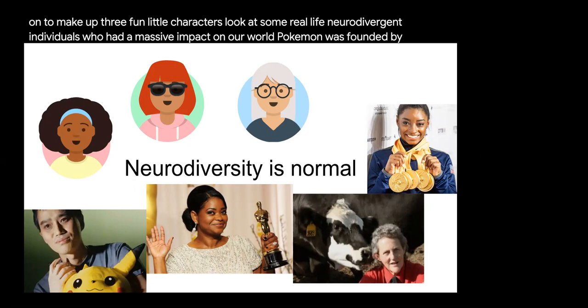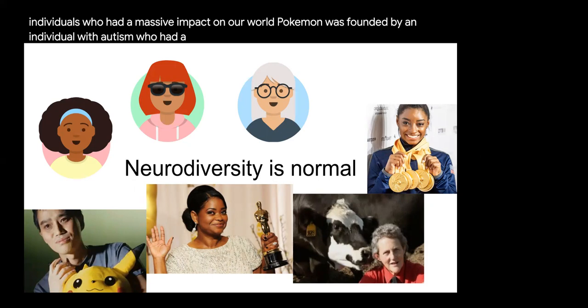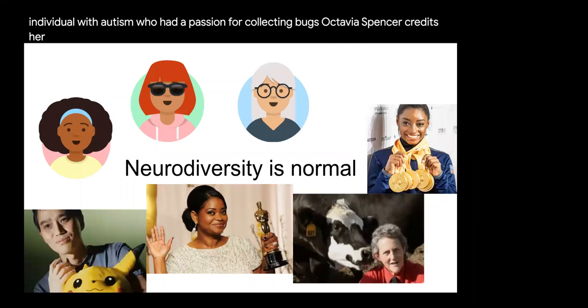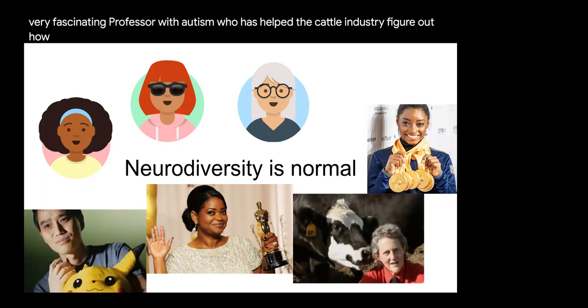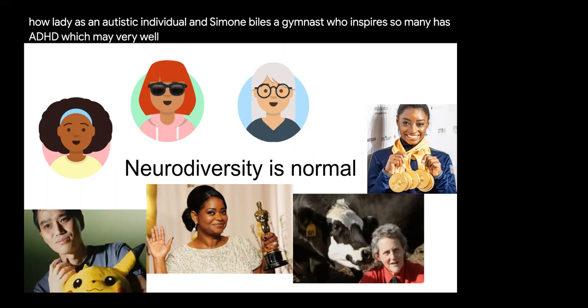Pokemon was founded by an individual with autism who had a passion for collecting bugs. Octavia Spencer credits her incredible imagination with being an individual with dyslexia. Temple Grandin is this very fascinating professor with autism who has helped the cattle industry figure out how to design humane facilities, based on her own experiences with anxiety as an autistic individual. And Simone Biles, a gymnast who inspires so many, has ADHD, which may very well be at the core of her passion for physical challenge.